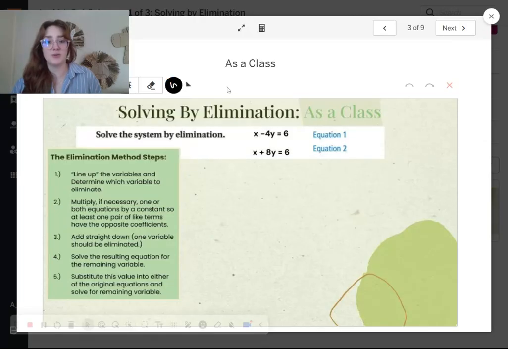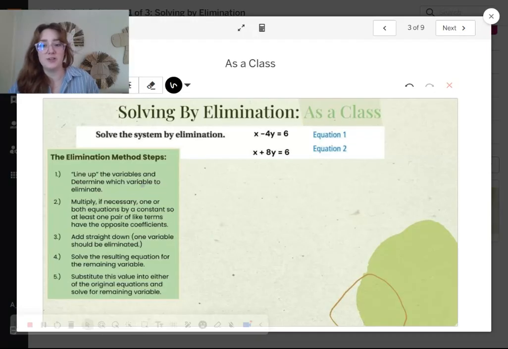Okay, so remember standard form was ax plus by equals c, right? Notice that both of these equations are in that form. We've got our variables, our term with x first, and then our term with y second. So they're already lined up, so we don't have to do anything for that first step. If it was in slope-intercept form, we'd have to rewrite it, but they're already in standard, so we're good.